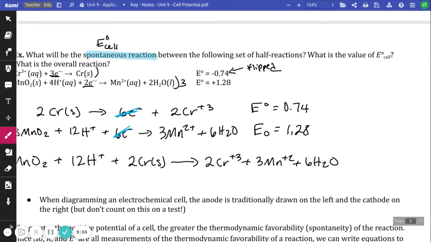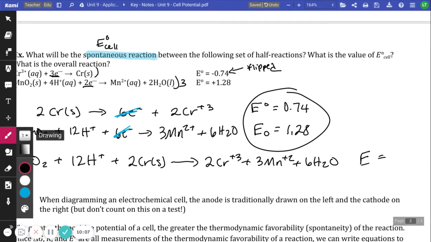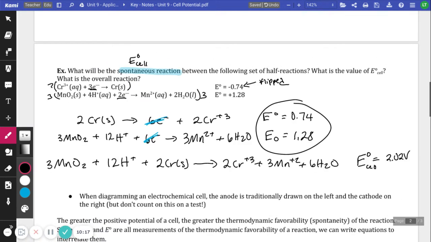And our overall cell potential is just going to be the sum of our oxidation and our reduction. So E cell is going to be 0.74 plus 1.28, which gives us an E cell of 2.02 volts. And that's it. That's how we figure out the cell potential. So hopefully that wasn't too complicated for you and you kind of understand.